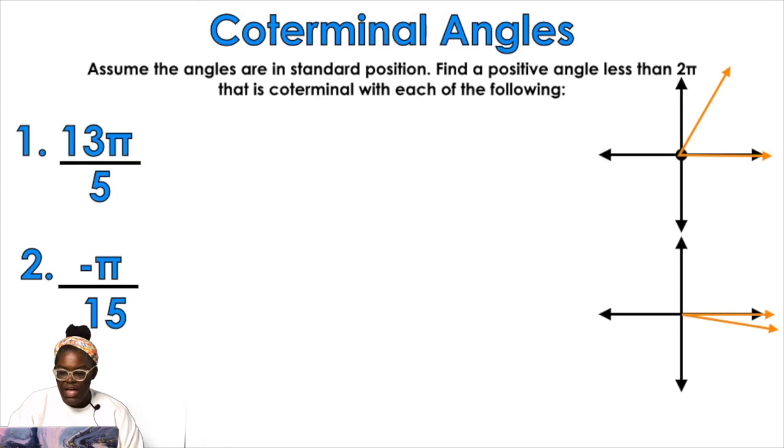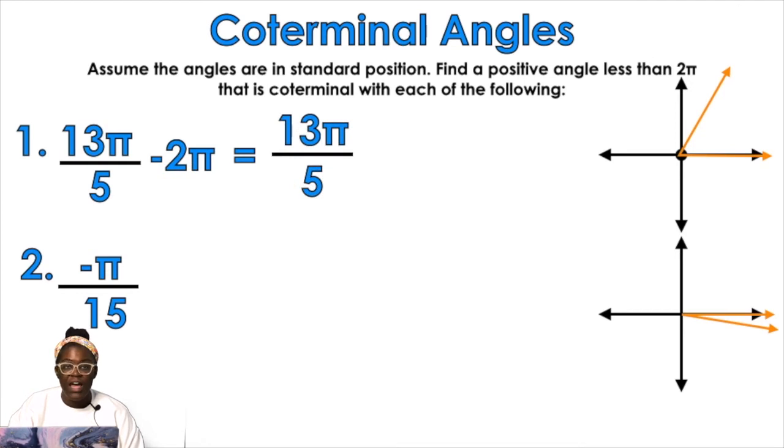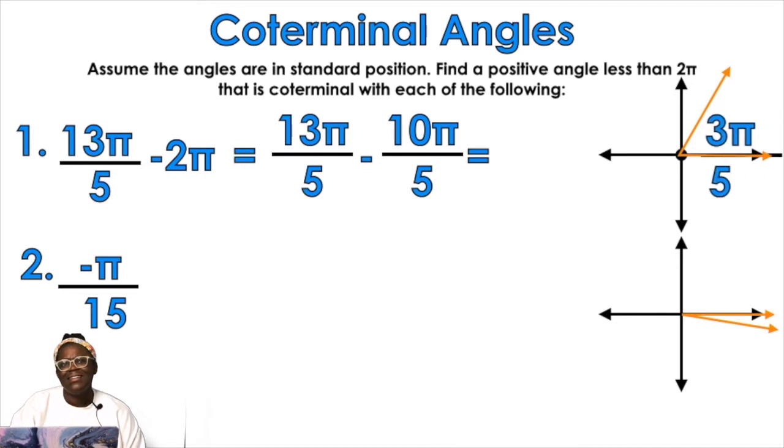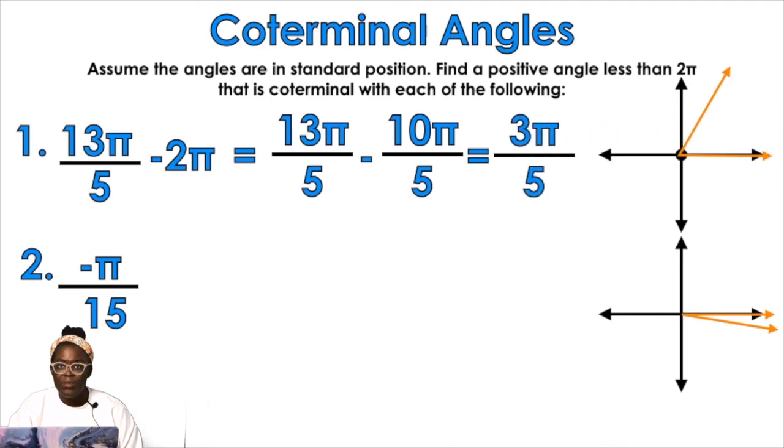13 pi over 5. You should try these on your own. Are you going to add or are you going to subtract 2 pi? This is tricky. You've got to think about 13 over 5. Is 13 divided by 5 bigger or smaller than 2? It's bigger than 2, right? So that means I should subtract 2 pi. So 13 pi over 5. 5 divided by what equals 2? 10. So 10 pi over 5. 13 minus 10 is going to give me 3 pi over 5.